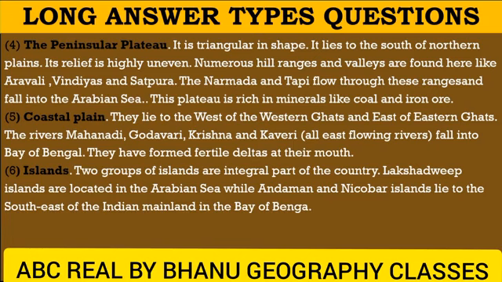Sixth, islands. Two groups of islands are an integral part of the country. The Lakshadweep Islands are located in the Arabian Sea, while the Andaman and Nicobar Islands lie to the southeast of the Indian mainland in the Bay of Bengal.